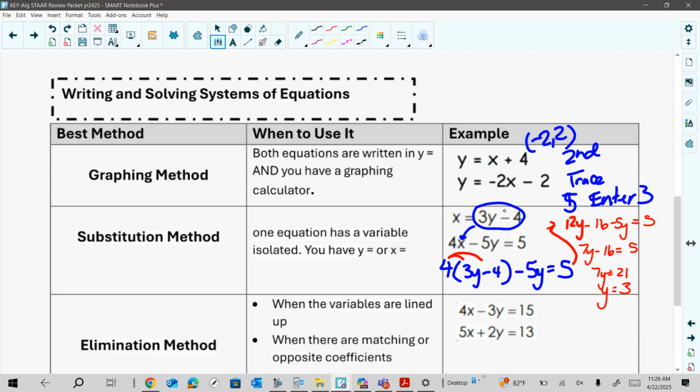So don't forget to plug it back into the original equation. 3 times 3 is 9, minus 4 will give me 5. So the answer is 5, comma 3.